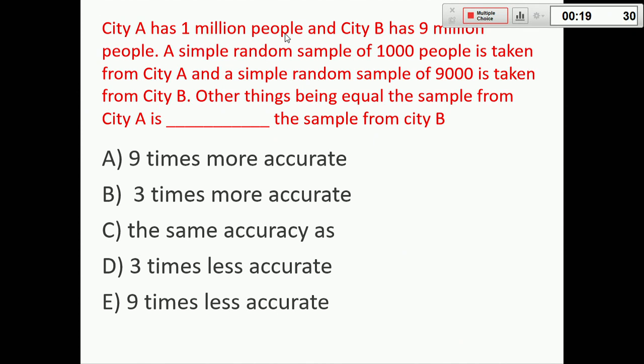So I'll read this one. City A has 1 million people, City B has 9 million people. And you take a simple random sample of 1,000 people from City A, and you might think you should take 9,000 from City B, right? Because it's 9 times bigger. But other things being equal, the sample from City A is going to be what? Just choose one of these.